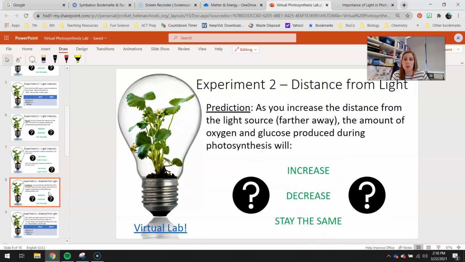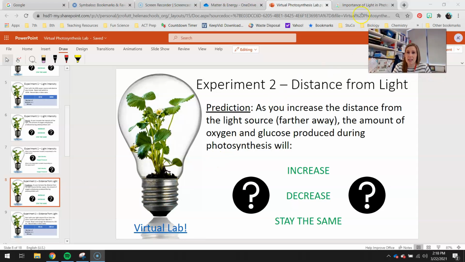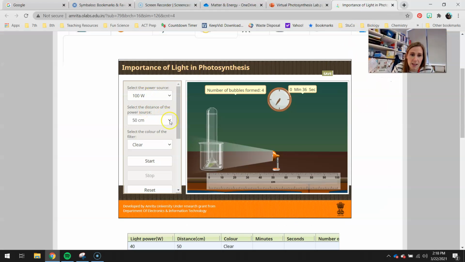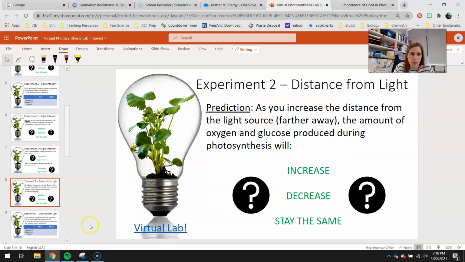All right, for experiment 2, you guys are going to change distance from the light. So again, you guys can go ahead and reset. So we're back to our normal things. We're going to try it at 50 centimeters and 100 centimeters. Again, you guys are going to time it for a minute. You'll count the number of bubbles, and then you guys will record that after you've made your prediction.